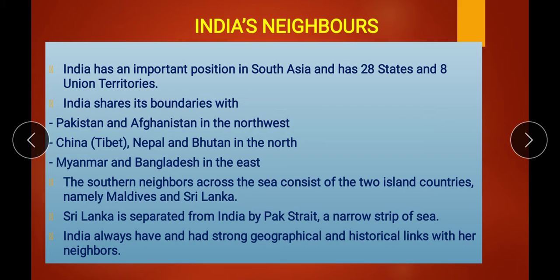India has an important position in South Asia and has 28 states and 8 union territories. India shares its boundaries with Pakistan, Afghanistan in the northwest, China, Nepal, Bhutan in the north, Myanmar and Bangladesh in the east. The southern neighbors across the sea consist of 2 island countries, namely Maldives and Sri Lanka.